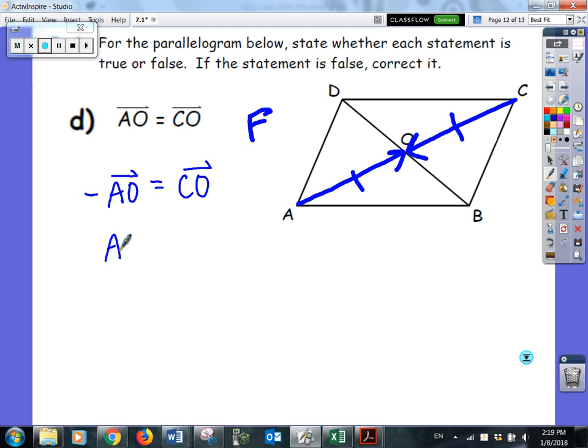We could say AO equals OC. Another way to fix it. We could say AO equals negative CO. Lots of different ways that you could go about correcting that. Again, the only thing you can't do is say AO equals AO. That's not something that you can change to make it correct.